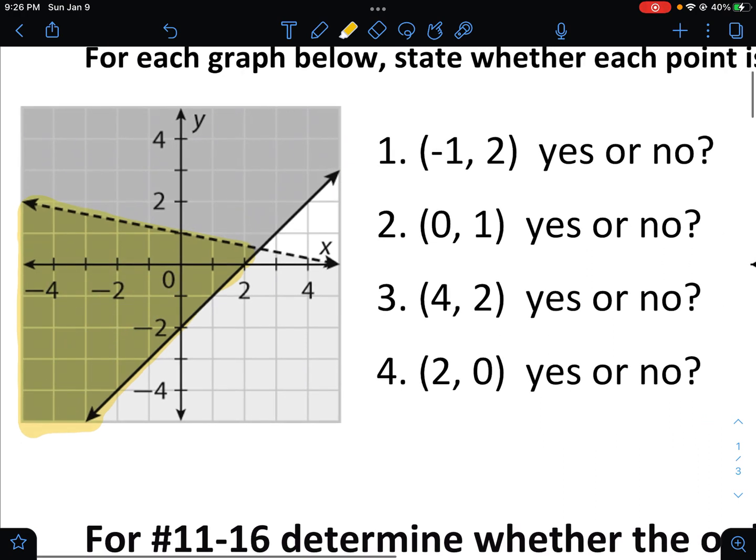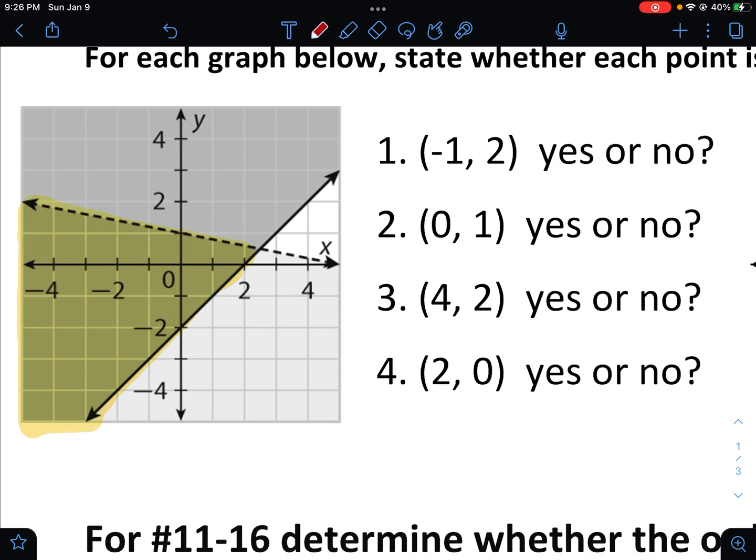So what we're going to do is plot these 4 points and see if they fall in that yellow highlighted area. Reminding ourselves that if it falls on a solid line, it's good to go. If it falls on a dotted line, it does not work.